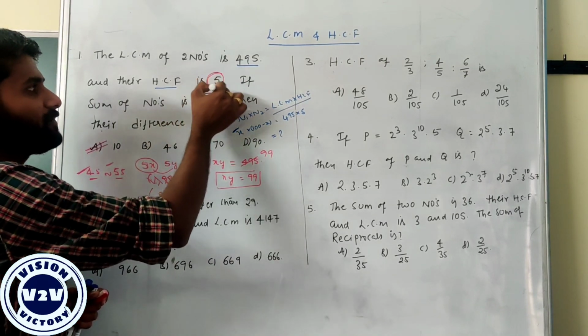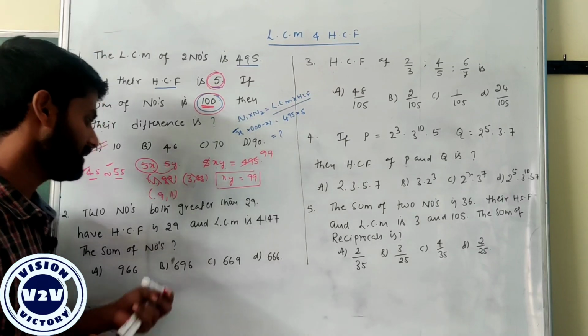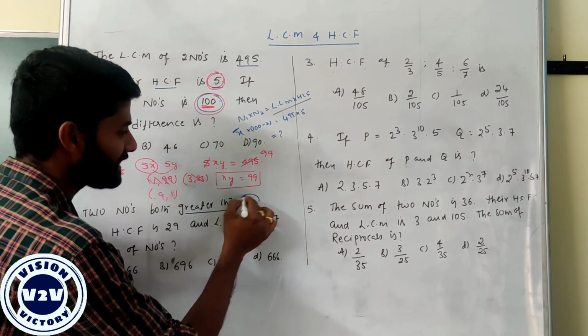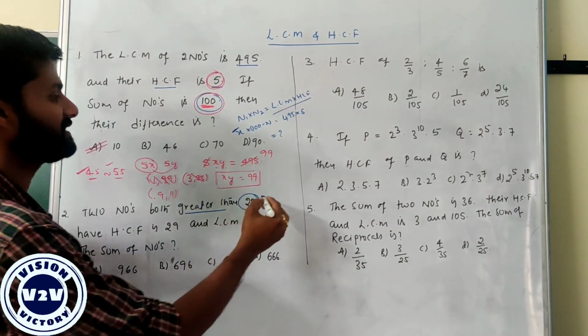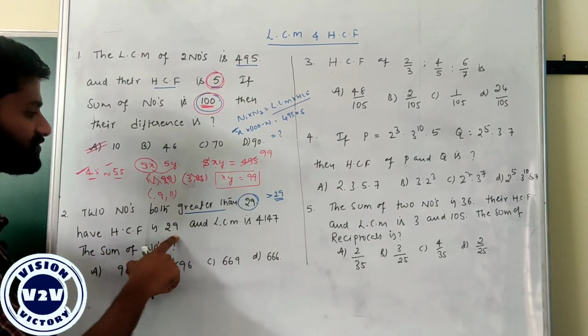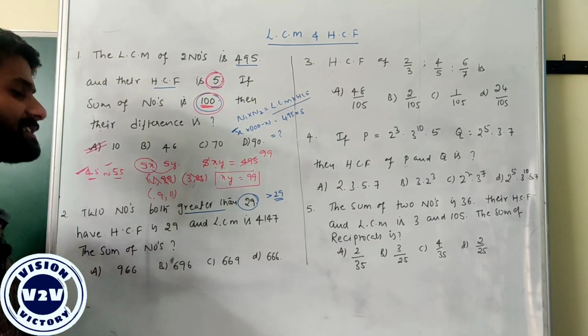Take the concept of HCF: then x and y must be co-prime numbers. Then go to the second question. See, if two numbers are both greater than 29, you just consider the given numbers are always greater than 29, and the HCF is 29 and the LCM is equal to 4147, then find the sum of the two numbers.